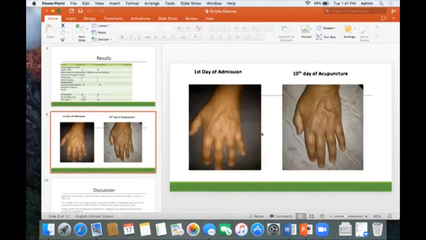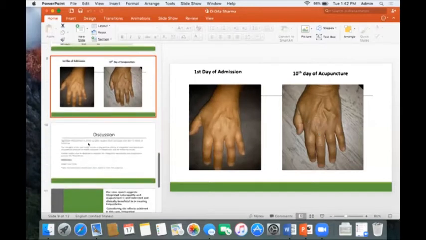And this we can see in the picture itself. This is on the first day when she came to our hospital. You can see swelling. Her hand was full of swelling. Here it was on the 10th day, that is on 14th June, when we took the picture. You can see that swelling had remarkably reduced.